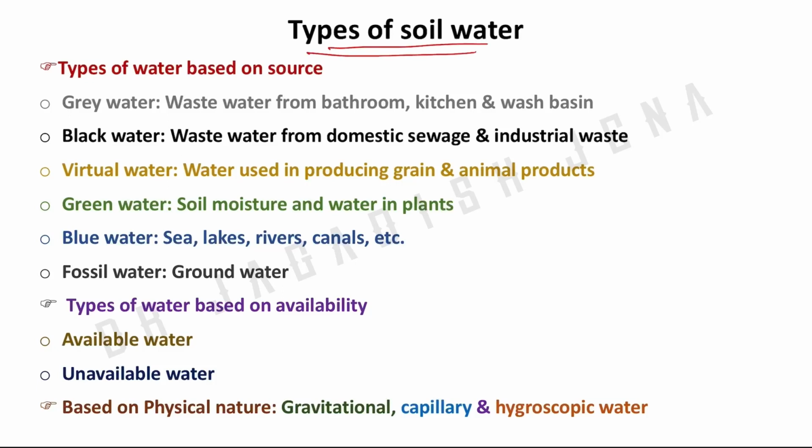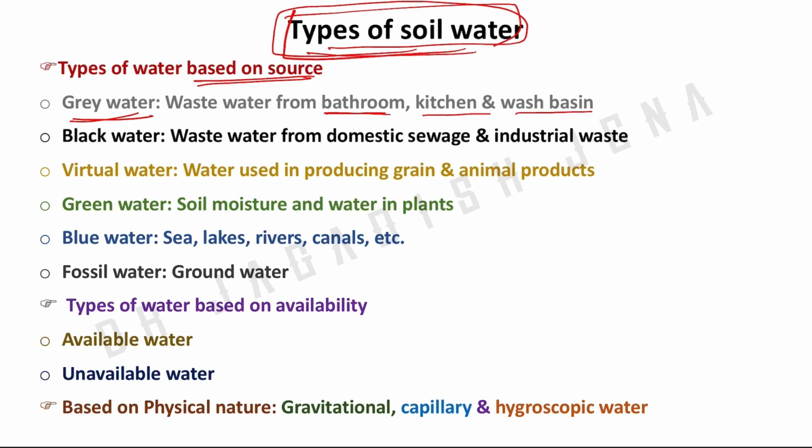There are different types of soil water from their source point of view. This is based on source. Like grey water. What is grey water? This is the wastewater from bathroom, kitchen and wash basin. We use water generally for most domestic use, and that wasted through bathroom, kitchen and wash basin is called grey water.